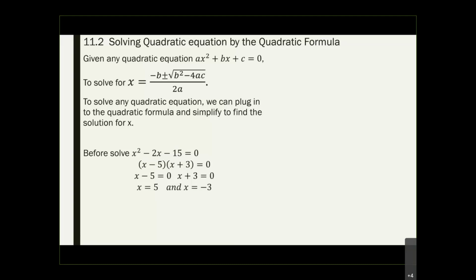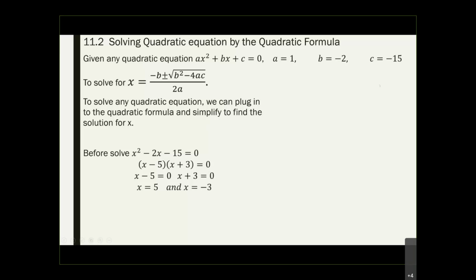Now we do the same thing with the quadratic formula. In order to do that, the first thing you want to do is identify your A, your B, and your C. Reminder, your A is the number in front of x squared, which is 1. Your B is the number in front of x, which is -2. And your C is the constant, which is -15.